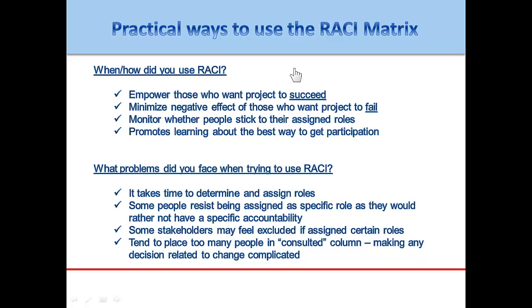And finally, there's the aspect of promoting learning, and especially learning related to getting a lot of high quality participation. I'm sure that there are several other ways that you could think about of using RACI as well. Secondly, what problems are faced when you try to use RACI?